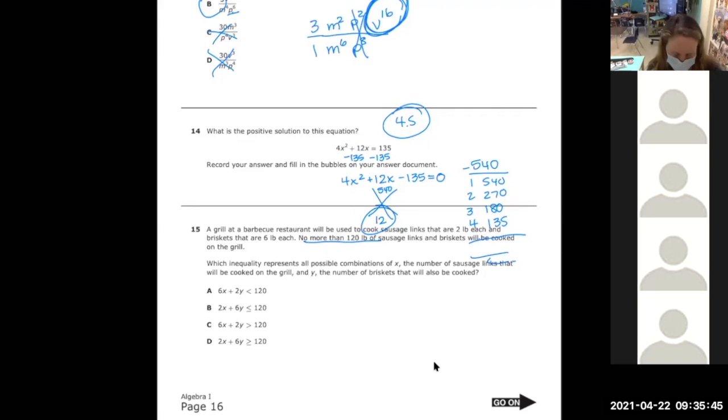Alrighty, let's go over this one now. We're on the last 2 problems. Okay, so first thing that you should notice is that it says sausage links that are 2 pounds each. And sausage is X. So we should have a 2 next to our X. So we can go ahead and cross off A and C.